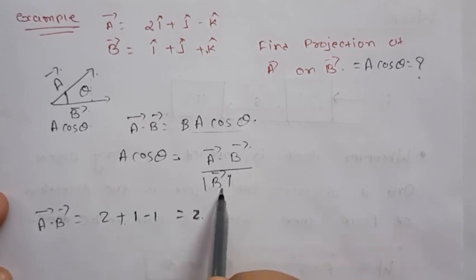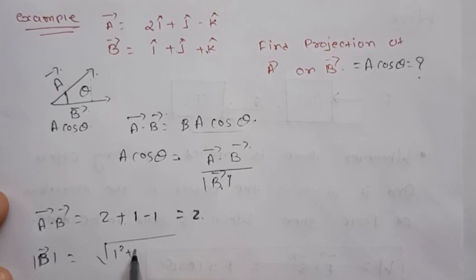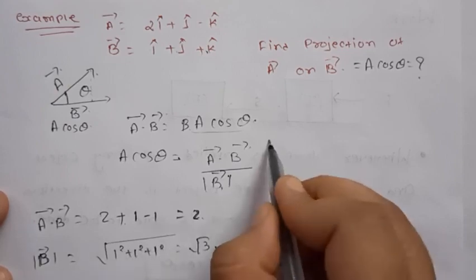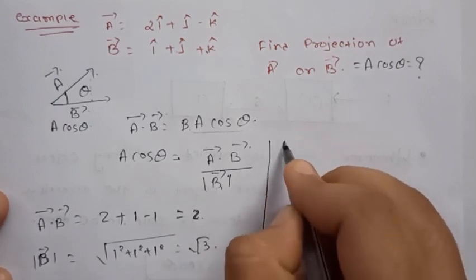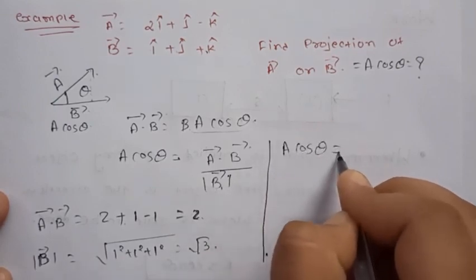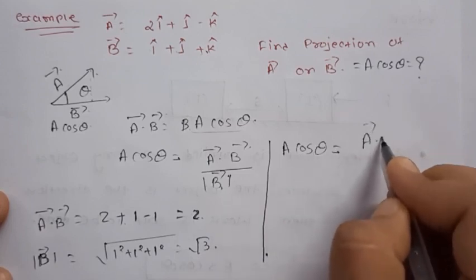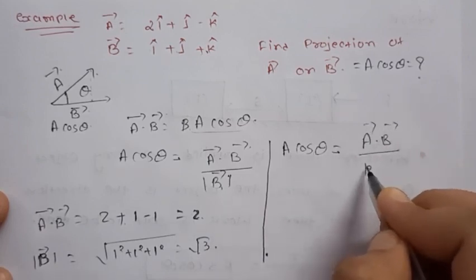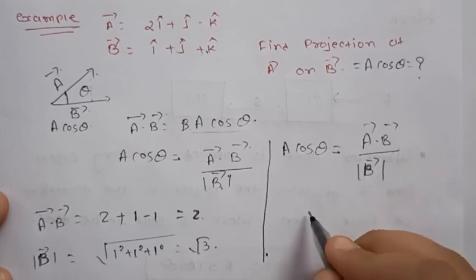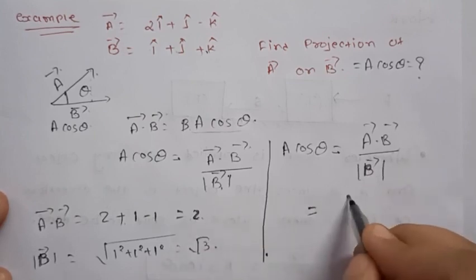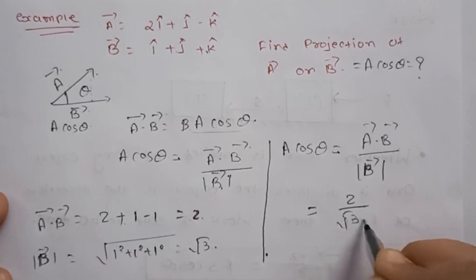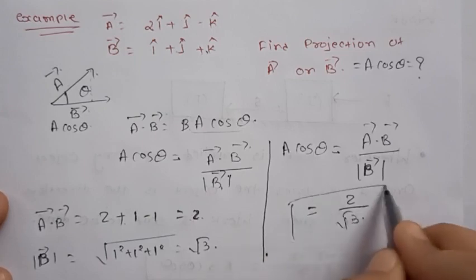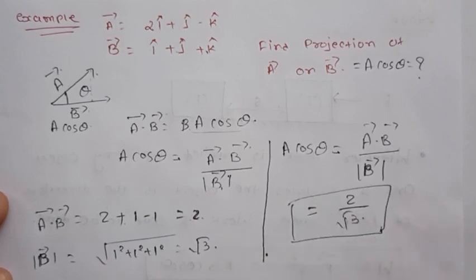Now we want to find the magnitude of B. So magnitude of B is under root 1 square plus 1 square plus 1 square, that is equal to root 3. So A cos theta is equal to A dot B divided by magnitude of B, that is, A dot B is 2, divided by root 3. This is the required answer.